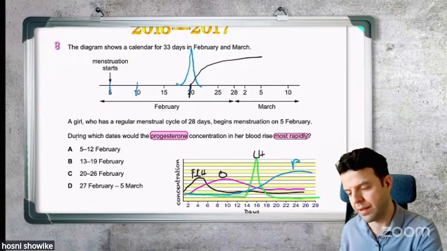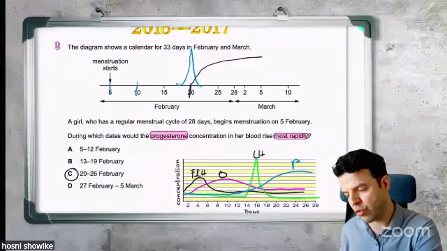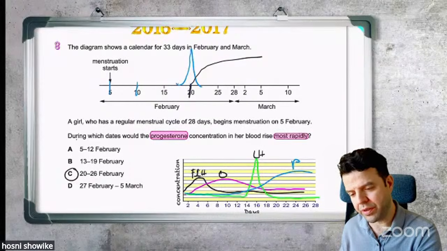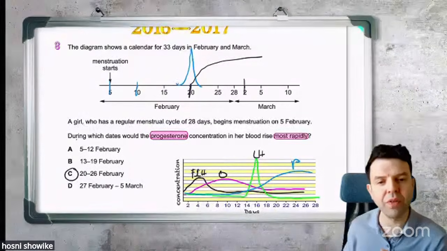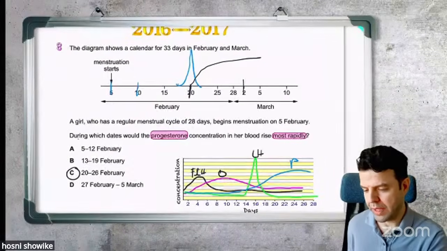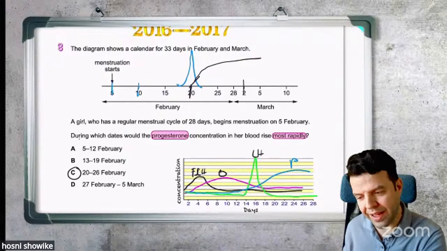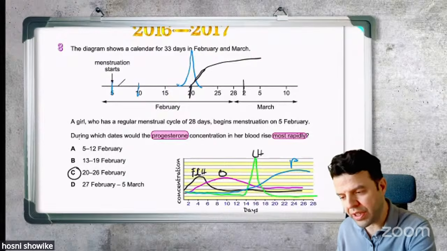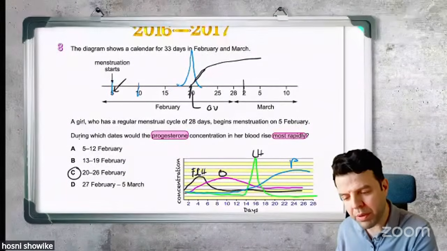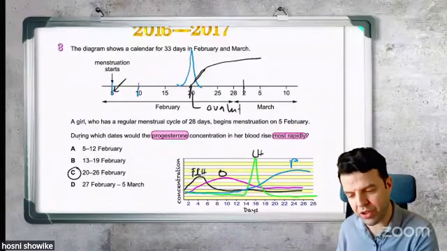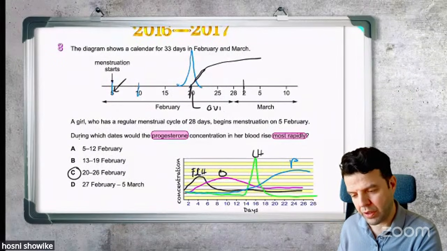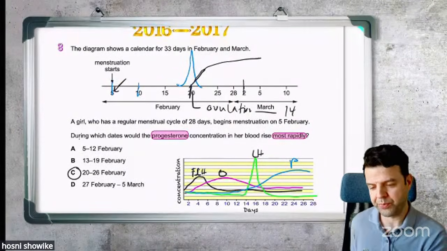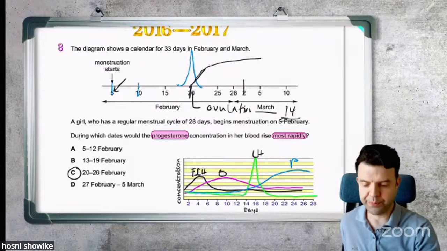Anywhere after 20. What about 27? No, that will be too late. Her cycle ends somewhere here, so you can't go beyond that. The increase has to be right after ovulation. So again, menstruation here, ovulation, remember that 2 weeks period, ovulation has to be 2 weeks, 14 days after menstruation. And following that, that progesterone will peak.